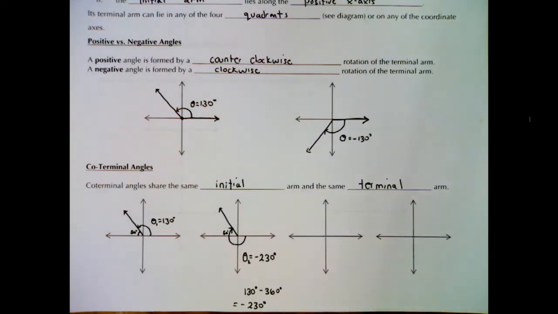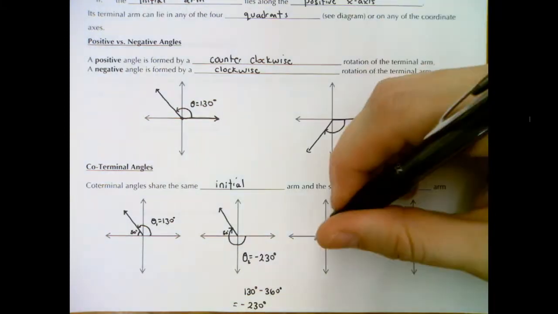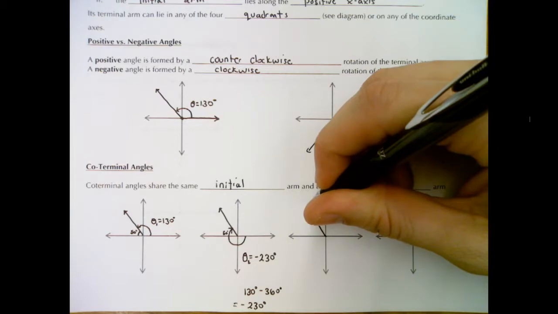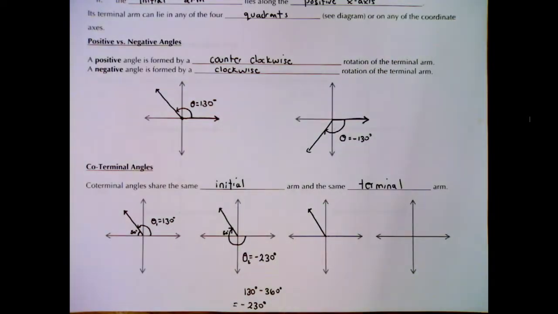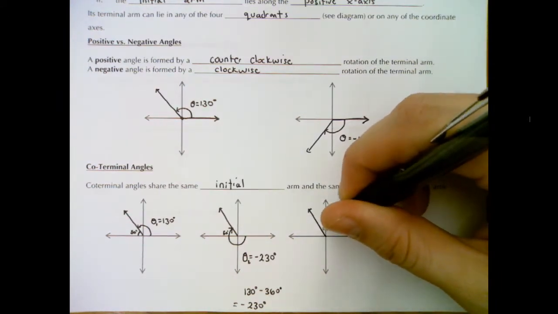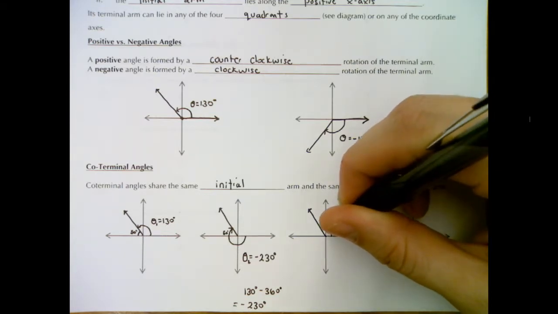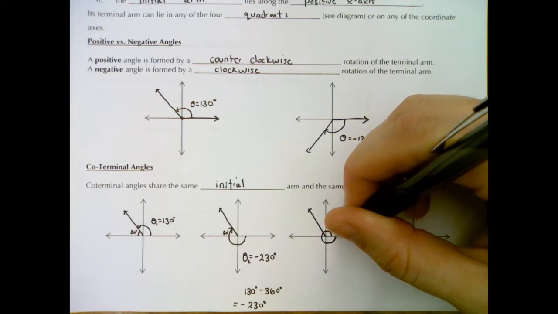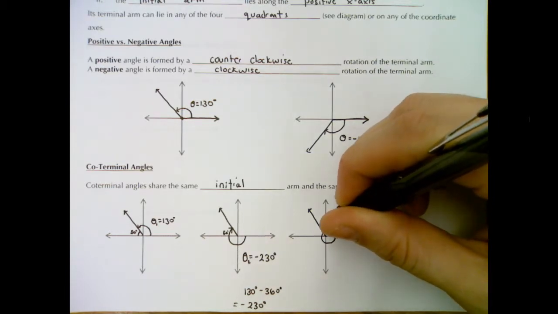Let's try another coterminal arm. I'll start same initial. I'm going to terminate right here. This time what's going to happen is I'm going to start at my initial arm, and I'm not going to stop at that terminal arm right away. I'm going to rotate past it. In fact, I'm going to rotate all the way around the circle and then stop at the terminal arm.